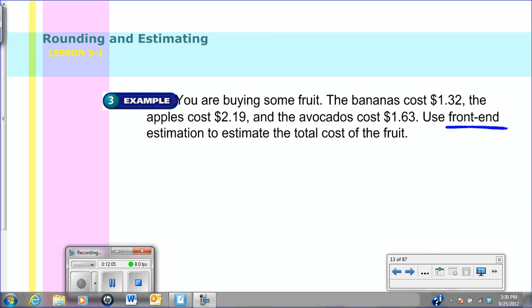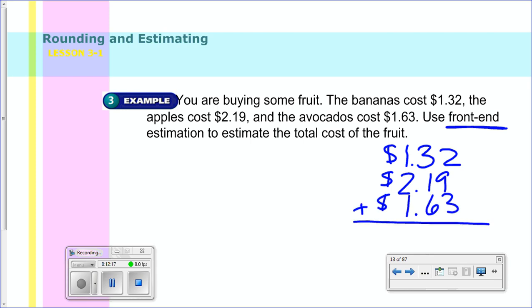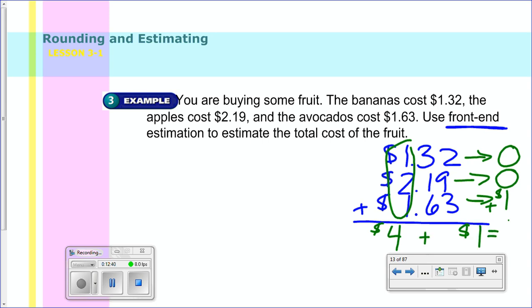All right, so with front-end estimation, I have $1.32 for bananas, $2.19 for apples, and then avocados are $1.63. So add the front end together, so the whole numbers, and I get 1, 2, and 1. Well, that's 4. That's $4. Then I look at the back end. 32 cents, well, that's closer to 0. 19 cents is definitely closer to 0. 63 cents is closer to $1. So 0 plus 0 plus 1 is 1. And at the end, you add those two estimates together and get about $5. So you have approximately $5 in fruit.